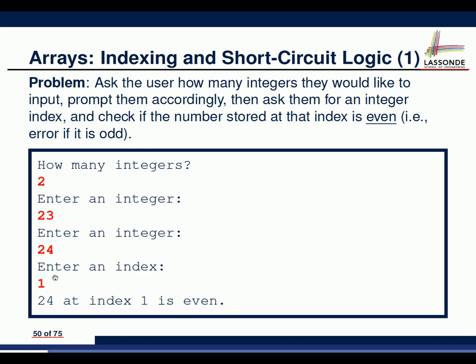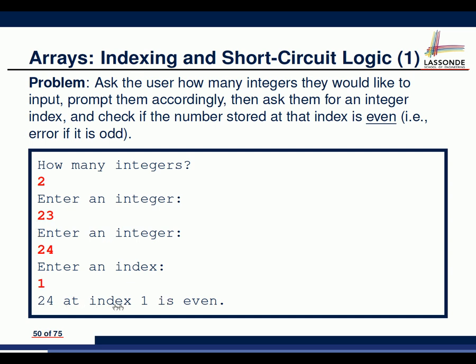From the user's point of view, we don't constrain them on what integers they might enter. From our point of view as a programmer, we want to do some error handling. That's something I want to show you. In this case, we are lucky, the user is pretty kind. They simply say 1, index 1, which will be the second integer, which will be 24.